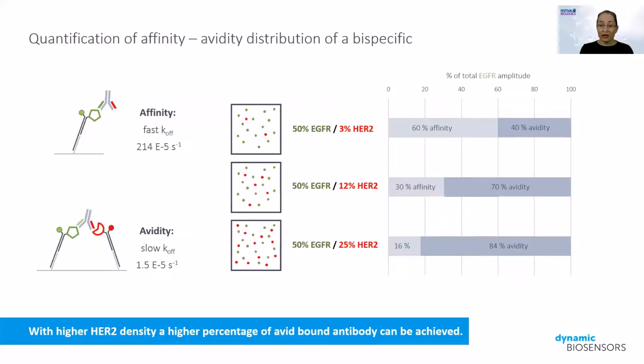In vivo, the expression of HER2 is generally lower than EGFR. Therefore, the effective off rate depends on the density distribution of these two antigens.